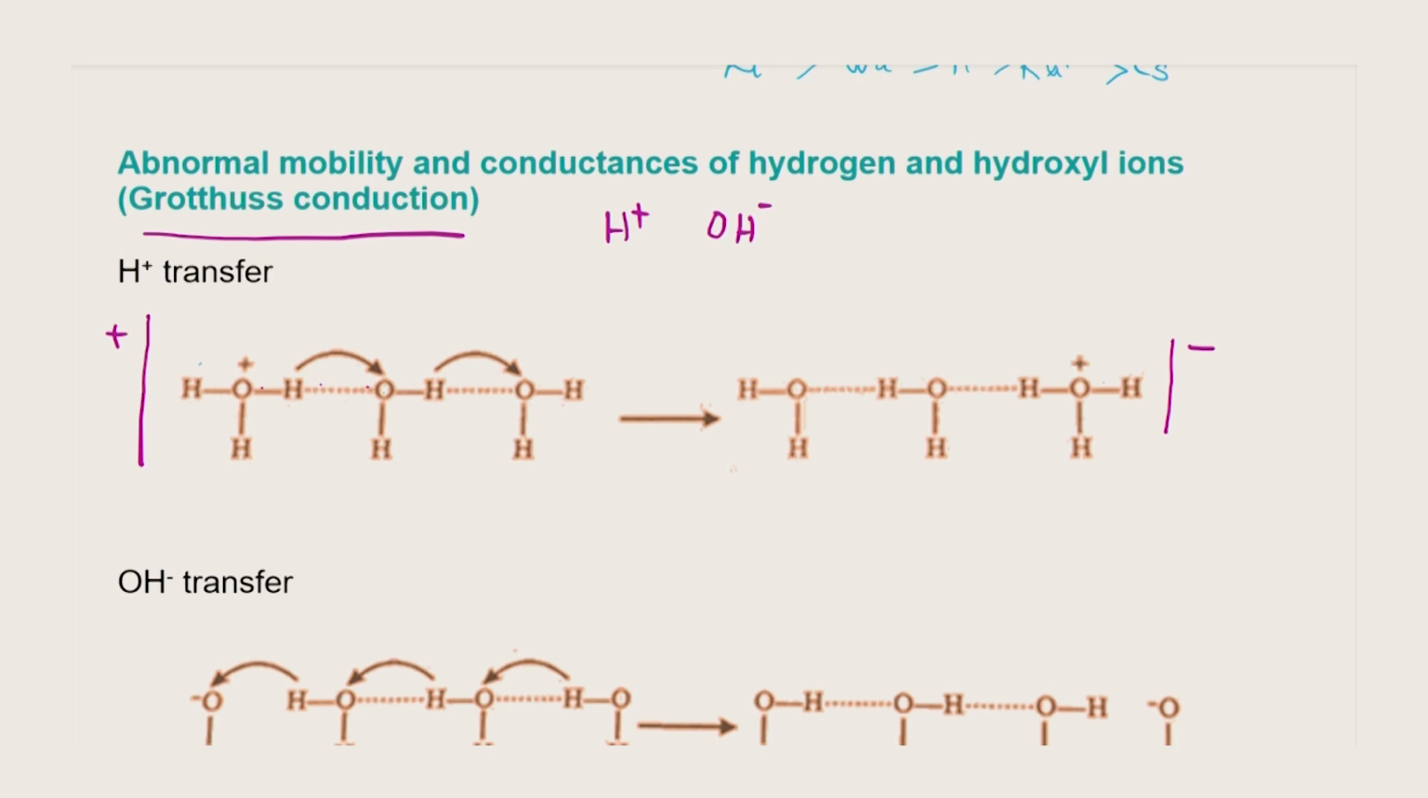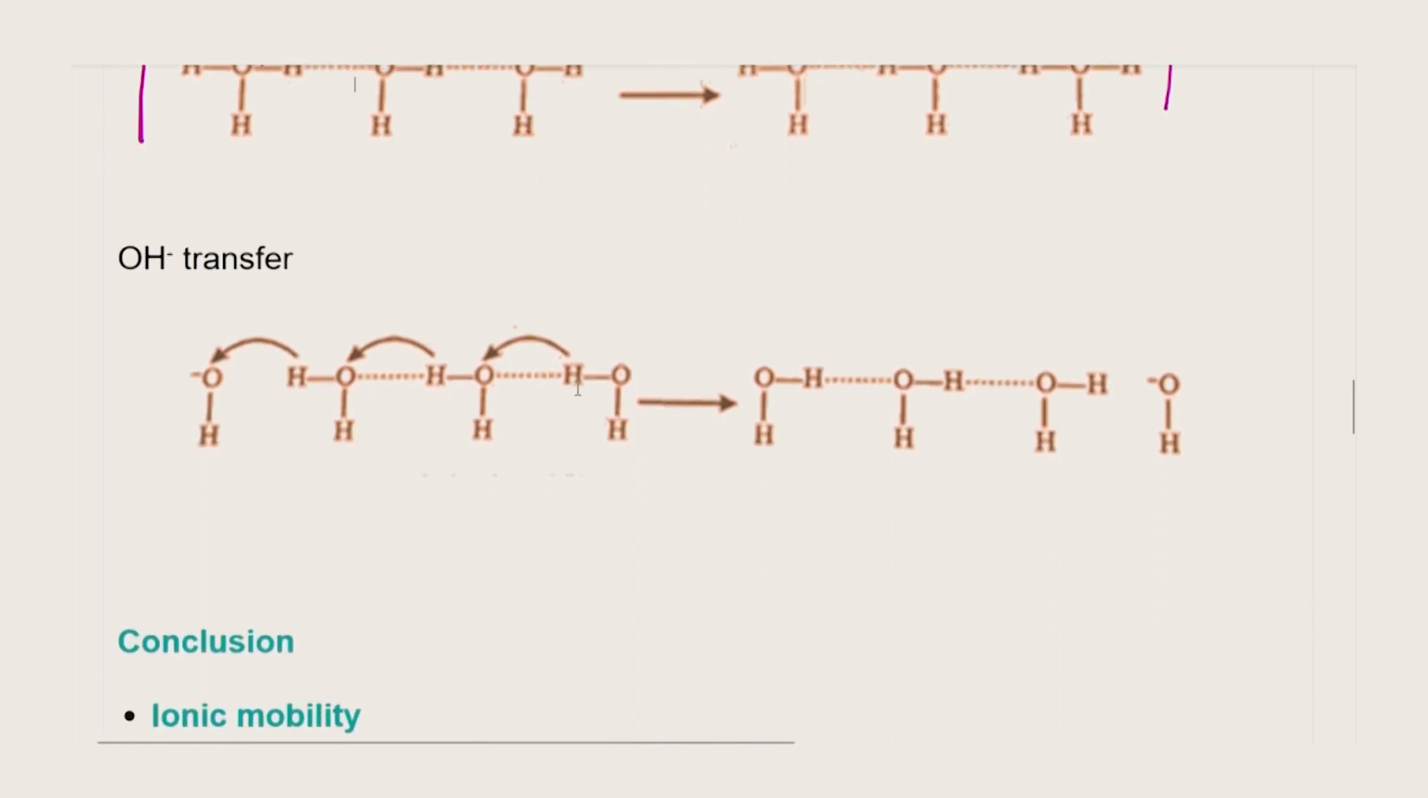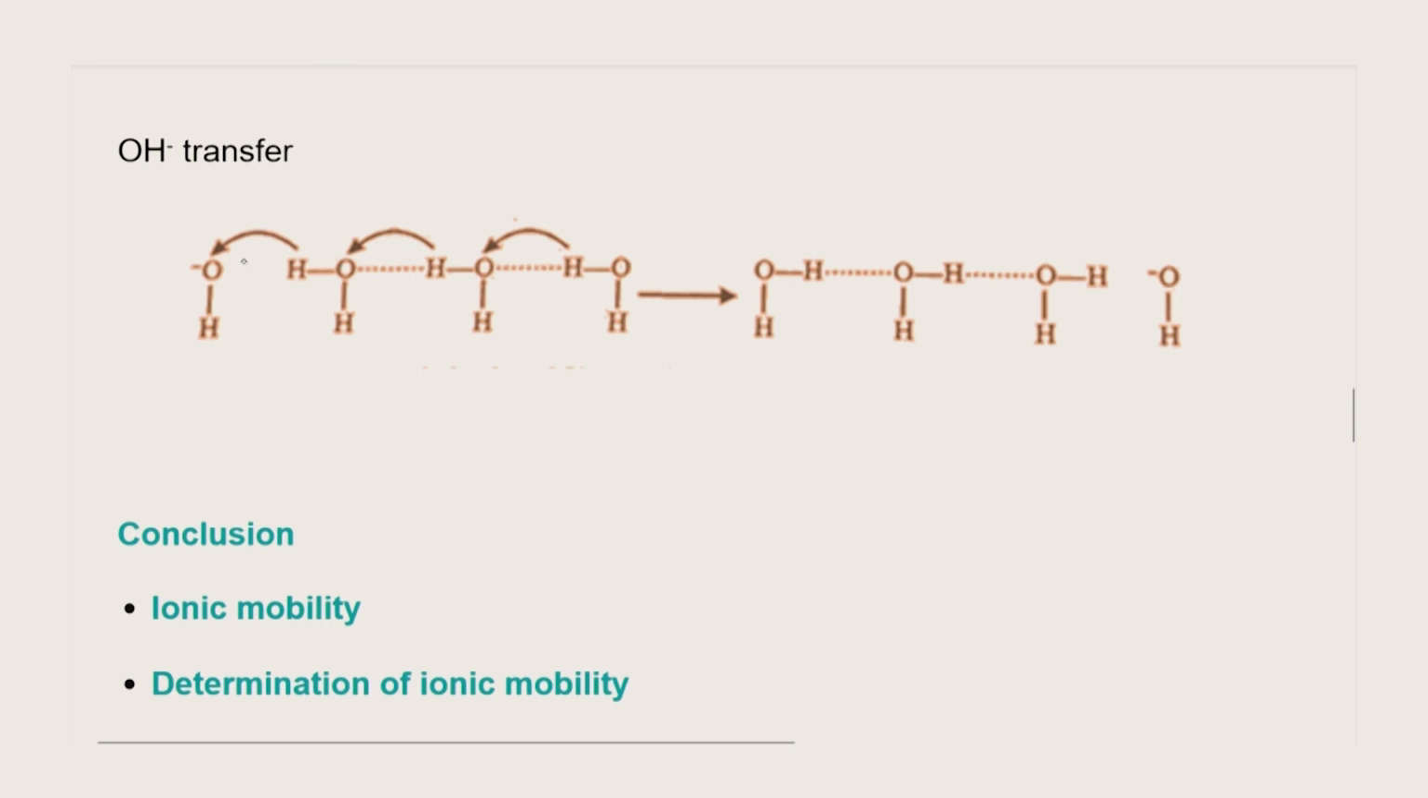In addition to the movement of H plus and OH minus ions, we have an additional movement known as Grotthuss conduction, and thereby H plus ions carry more current than the expected amount. In a similar way, hydroxyl ions also do the same. Here we can see an OH minus ion. It contains a negative sign, and this negative sign is being transferred in this direction.